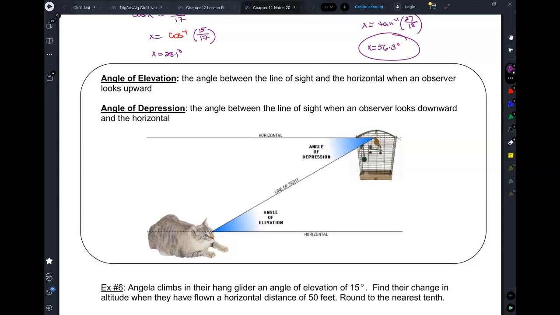Okay, geometry. These are both horizontal lines, and all horizontal lines are what to each other? Parallel to each other. If all horizontal lines are parallel to each other, then what do we know about the angle of depression and the angle of elevation? Why? Because of what kind of angles are they? Alternate interior angles. These are alternate interior angles, so they are congruent to each other.